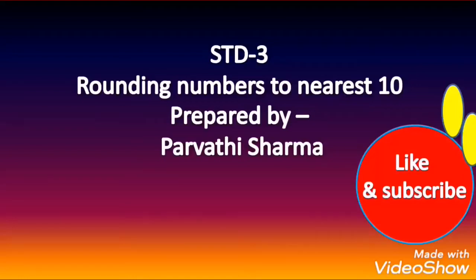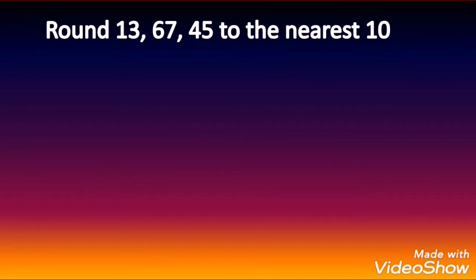Hello children. Today we are going to look into rounding numbers to the nearest 10. Now let us look into this. Round 13, 67, 45 to the nearest 10. Now let us round the given numbers 13, 67 and 45 to the nearest 10.